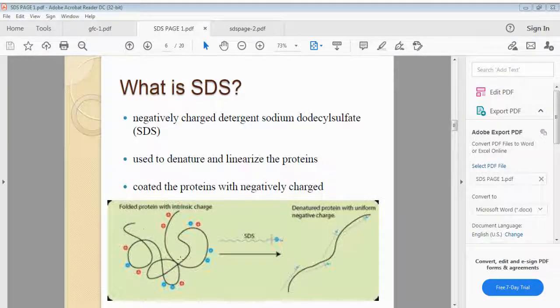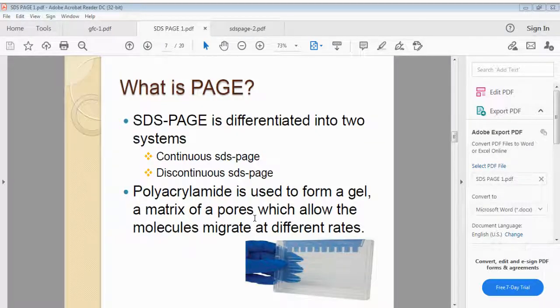The folded protein will be unfolded by the beta mercaptoethanol, and then the SDS will come and bind and give a negative charge to the protein. As I told you, one SDS molecule per two amino acids. So it is differentiated into two systems. One is the continuous SDS PAGE, and the other one is the discontinuous SDS PAGE.